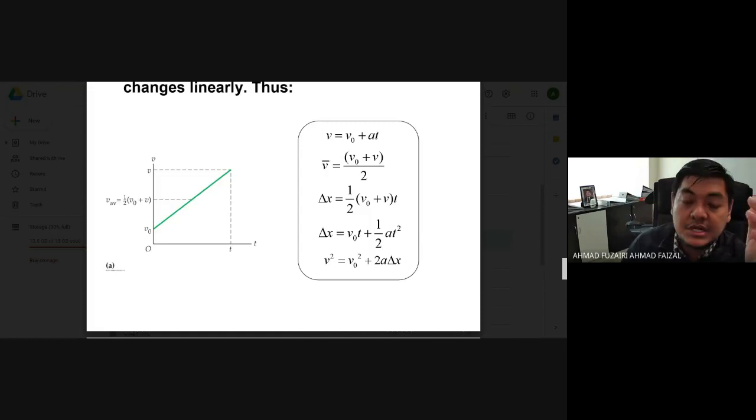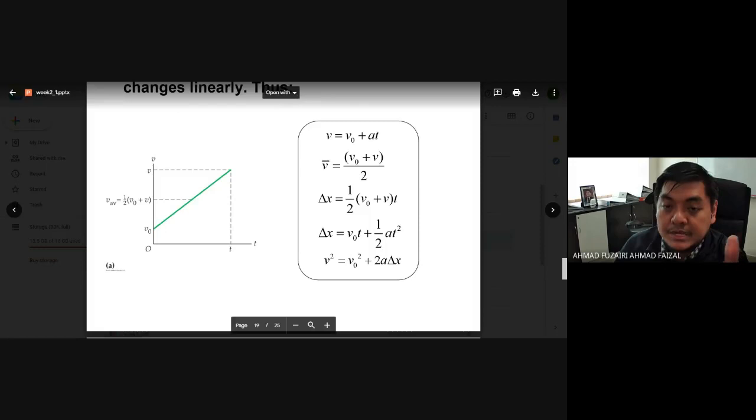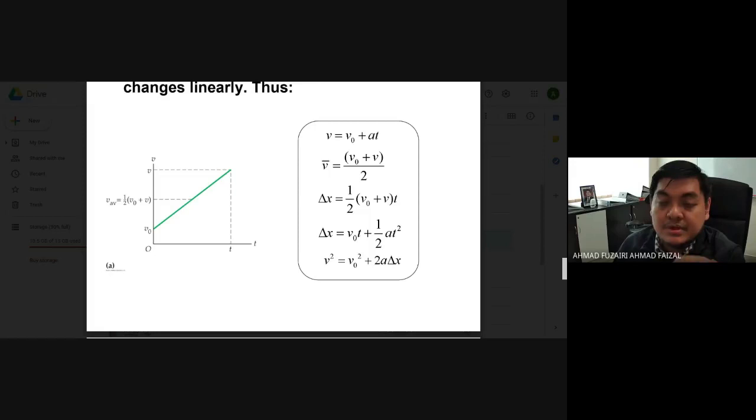Equation number 1 is v equivalent to v naught plus at. v is the final velocity, v naught is the initial velocity. Normally we just put naught; we never use f or i, we just use v and v naught. Plus a, acceleration, times time.